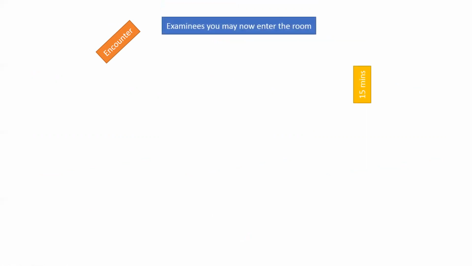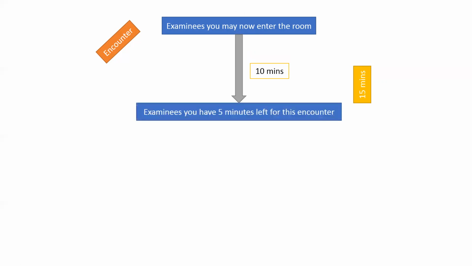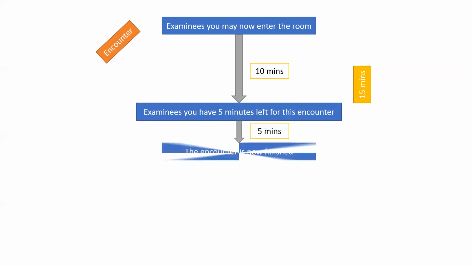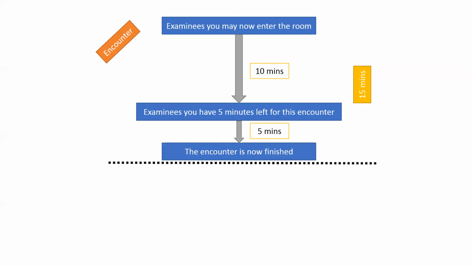First, let's have a look at the encounter. As I told you about the timing, it's 15 minutes, and then you will hear a sound outside the room saying, "Examinees, you may now enter the room." That means the 15 minutes have started to count. You don't have a watch, but you will have the voice on the speaker saying again after 10 minutes, "Examinee, you have 10 minutes left for this encounter." Then after 5 minutes, you will hear that the encounter is now finished, and you will have to leave the encounter immediately.